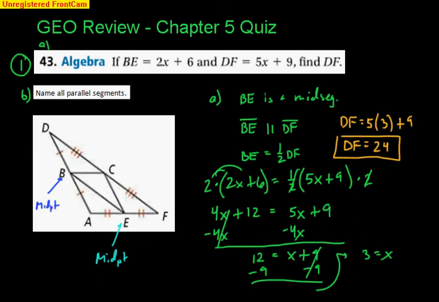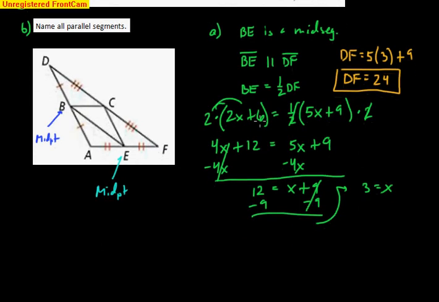Okay, I'm going to scroll down a little bit. Now we have to find all the parallel segments. So this will be part B right here. And again, as I said, mid-segments are parallel to the third side. So here's one. Segment BE is parallel to segment DF.